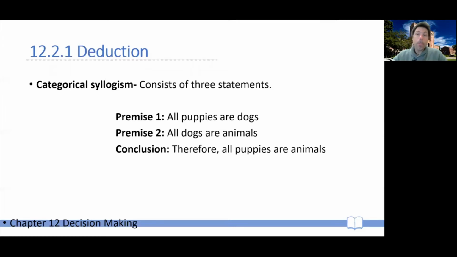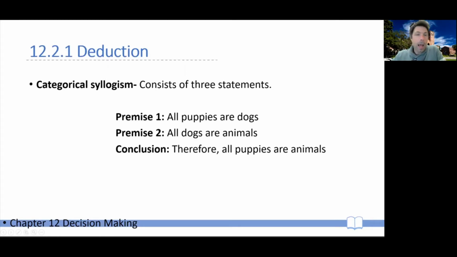Now, one example is the following. Premise one, all puppies are dogs. Premise two, all dogs are animals. Conclusion, therefore, all puppies are animals. And now there are a couple important issues that I want to highlight.